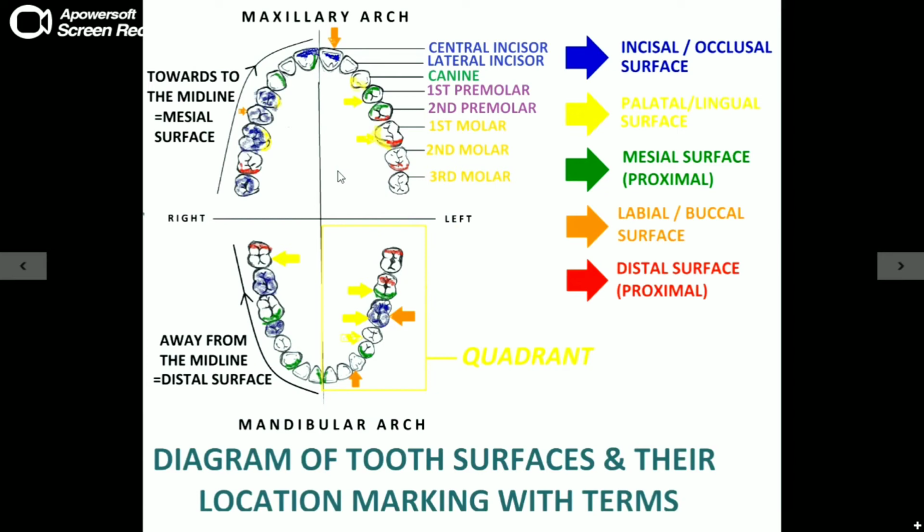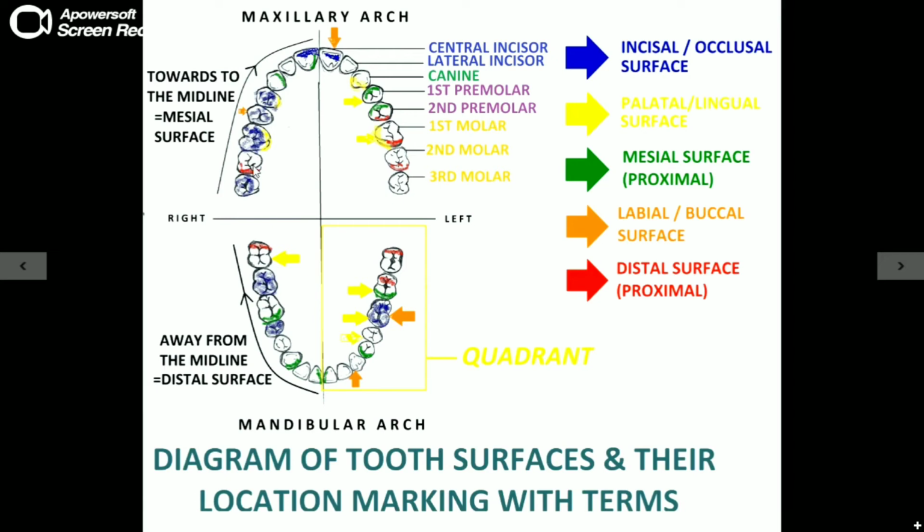Next, labial or buccal surface. In the anterior teeth, meaning incisors and canines, the surfaces towards the lips are called the labial surface. Upper lip, lower lip, called labial surface. Here I mark with the arrow, with the orange arrow here.